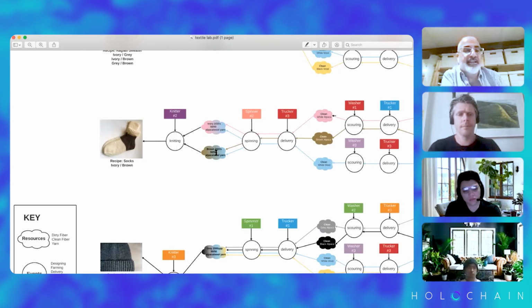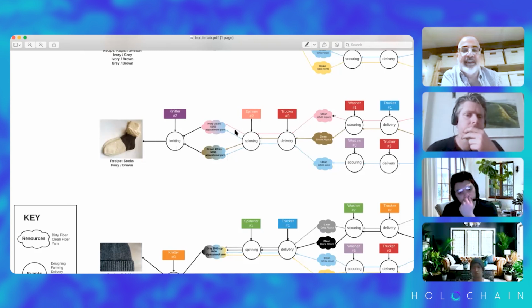And now we start to see the resources tracked. We can see the blue and the brown and the pink arrows, and we can follow those back. We follow them through the delivery to the spinning mill, back to the resources. The clean fiber I talked about as one of our resources.